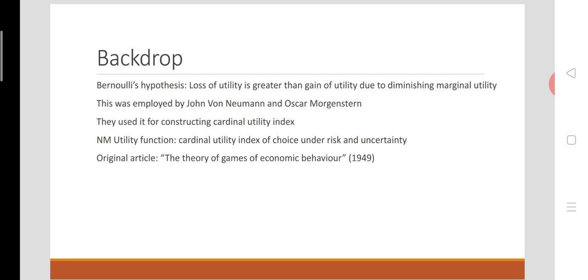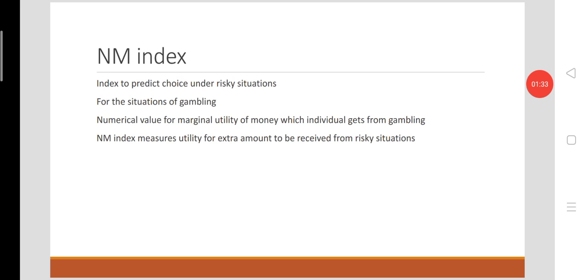This NM utility hypothesis and NM utility index were taken from the original article, The Theory of Games and Economic Behavior, published in 1949, authored by John von Neumann and Oscar Morgenstern. Neumann and Morgenstern developed an index which is popularly called the NM utility index. This is an index to predict the choice of people under risky situations.